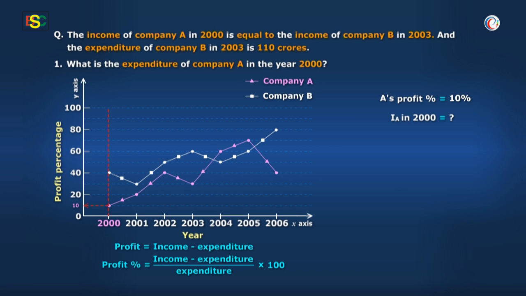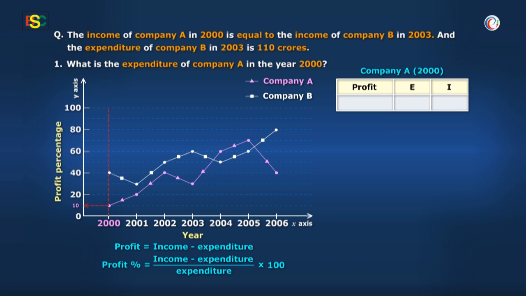So, income, oh no, how will I calculate this? Don't you worry, Vidya. Form the table and get the answer. Yes, here in 2000, company A gained 10% profit. Then if expenditure is rupees 100, then income must be 110.